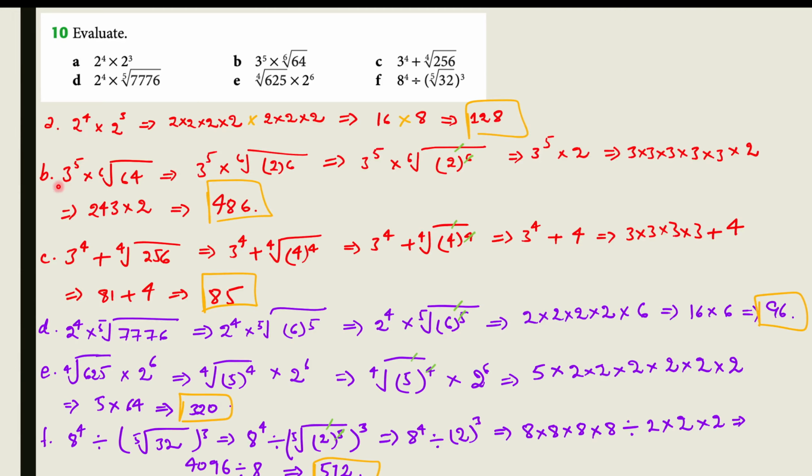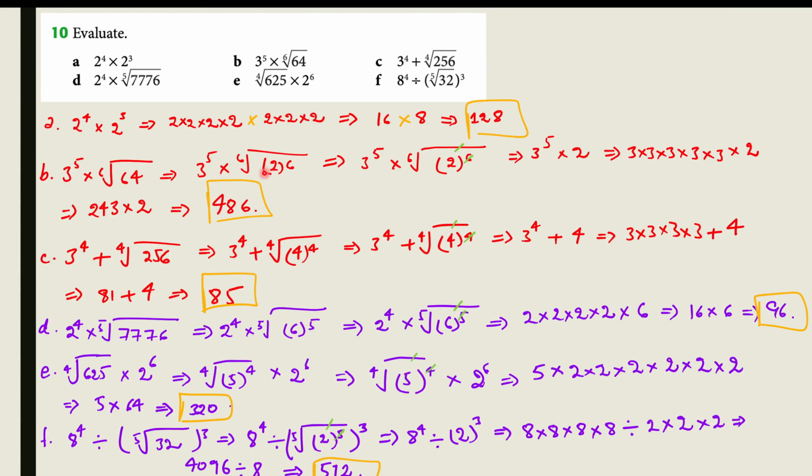The second part is 3 raised to the power of 5 multiplied by the root with the power of 6, and inside the root we have 64. So 3 raised to the power of 5, 3 is multiplied with itself 5 times. How do we start solving it? We can write 64 as 2 raised to the power of 6. When 2 is multiplied 6 times with itself, we get 64.